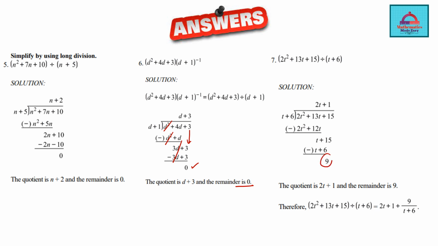Sometimes the remainder is not 0. In that case, you will write using the division algorithm. This is the division algorithm, that when you divide these two, you get this as the quotient plus 9 divided by 8 plus 6 as the remainder.